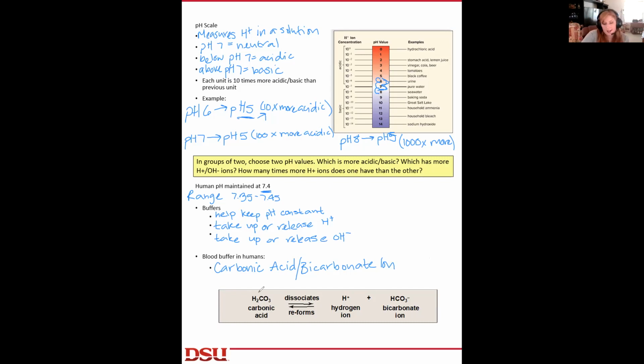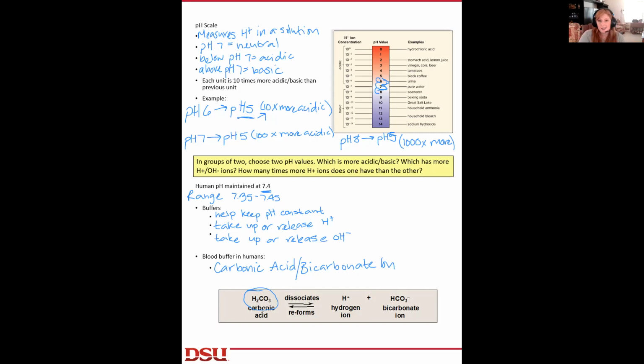So here's my carbonic acid, which is our H2CO3, right? Well, H2CO3 breaks down into a hydrogen ion and our bicarbonate ion. So when it says carbonic acid, bicarbonate ion, this is where that bicarbonate ion comes from, okay? And then you can add back together your hydrogen ion and your bicarbonate ion, and you'll reform carbonic acid. That's why the arrows go both directions here, because both things can happen.